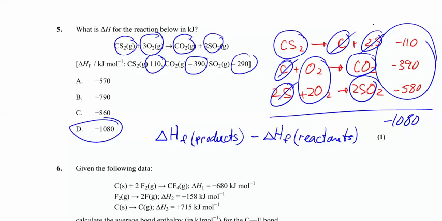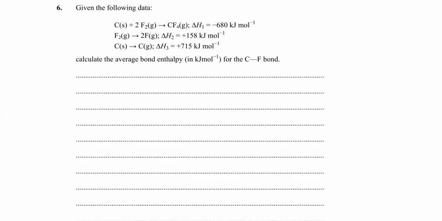Number 6 is a tricky one because you can't find the CF bond directly, but what you can find is this. If you have CF4, that's just 4 CF bonds, and if you decompose it into carbon plus 4 F atoms, not F2s, not 2 F2s, just 4 F atoms, then that will be 4 times the delta H for the CF bond. And so once you find that, then you can just divide by 4 to get the answer. It's a bit of a tricky question. So that's what we're going to try and get to. Let's see if we can make it work.